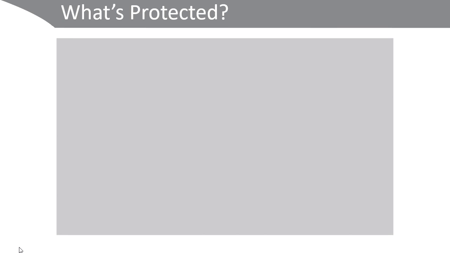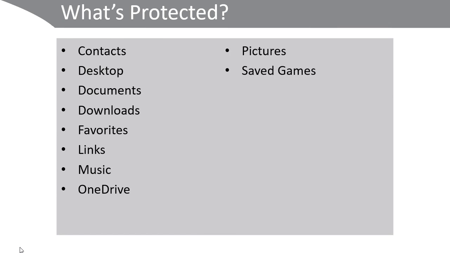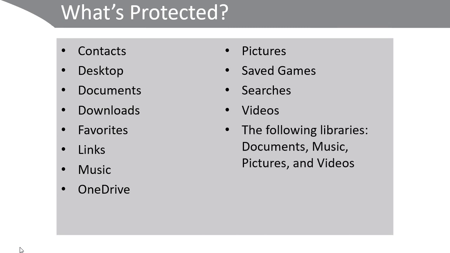The following is protected by default: Contacts, Desktop settings, Documents Library, Downloads, your Favorites folder, Links, Music Library, OneDrive content, Pictures, Saved Games, any searches, videos, and the other libraries. Remember that a library can be more than just an individual folder. Whilst you're protecting documents, music, and pictures, the libraries may contain multiple folders.